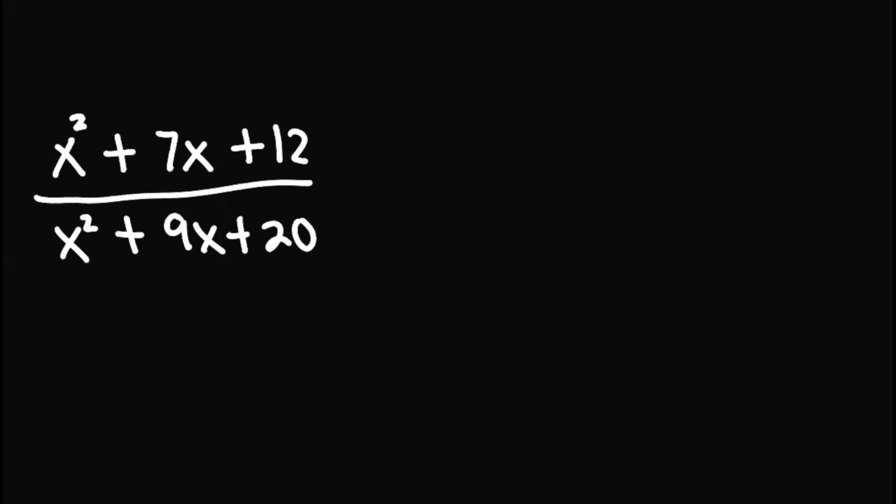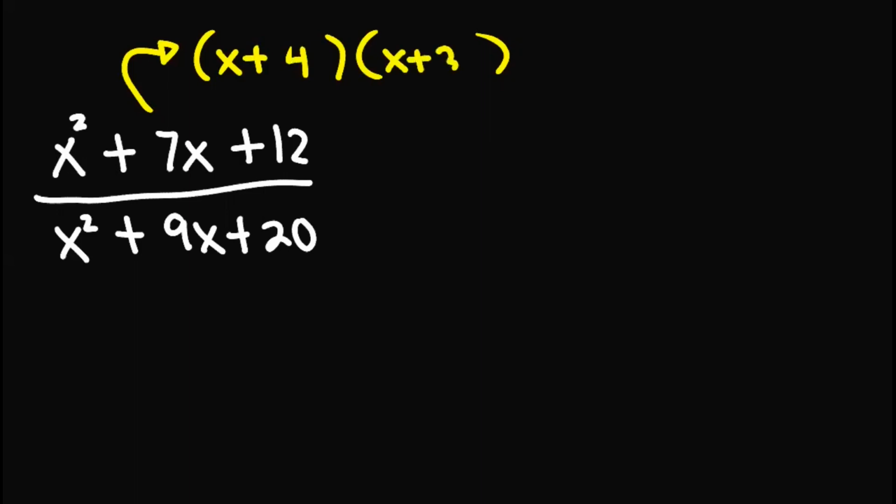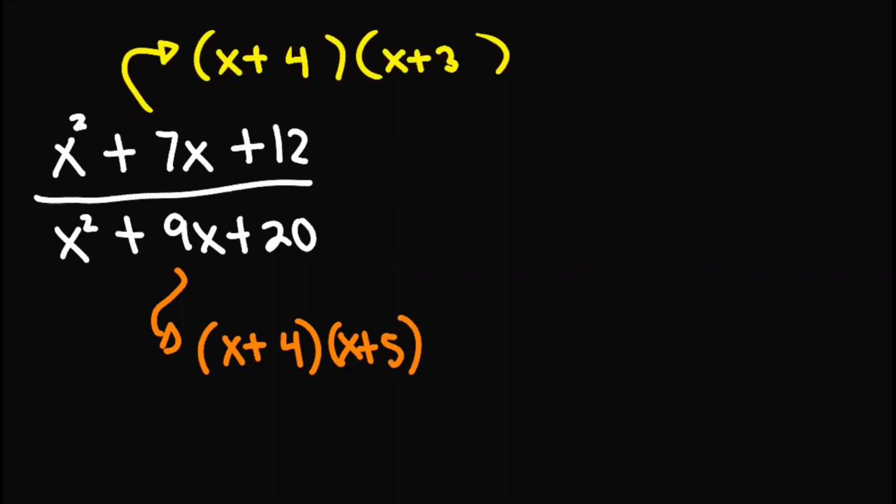And then, observe that the numerator, we can verify that we can factor this one into x plus 4 times x plus 3. For the denominator, you can verify that we can factor this one as x plus 4 times x plus 5. To verify this, we may refer to my factoring quadratic trinomials video.